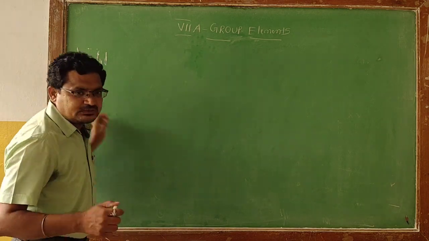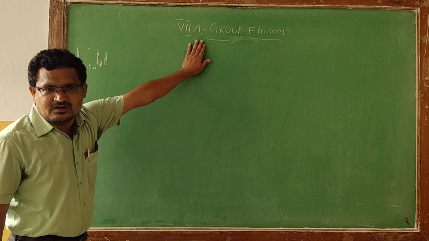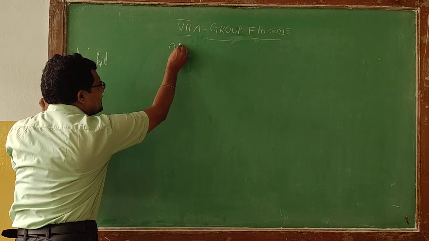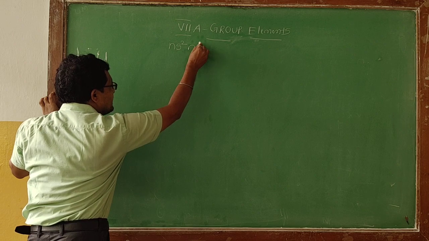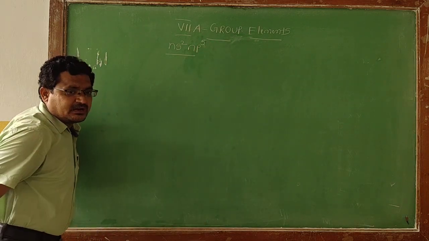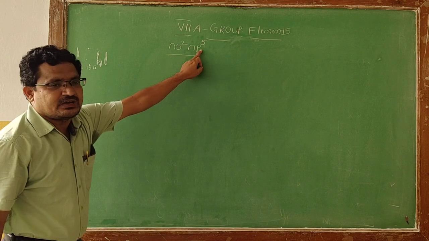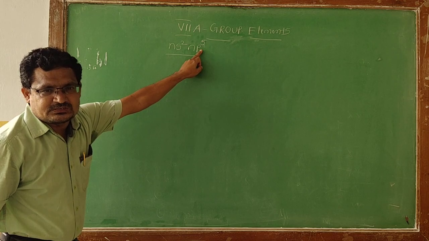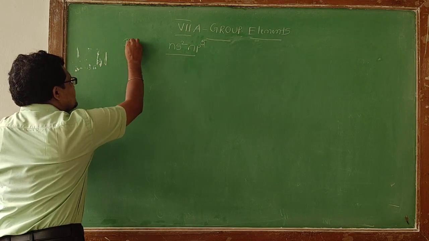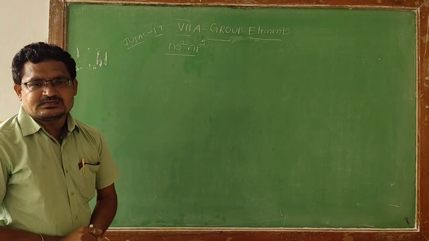In every group, the first topic is electronic configuration. The 7th group element electronic configuration is ns2 np5. That means outermost electrons 2 plus 5 equal to 7. That's why it is the 7th group element. Its IUPAC group is the 17th group.